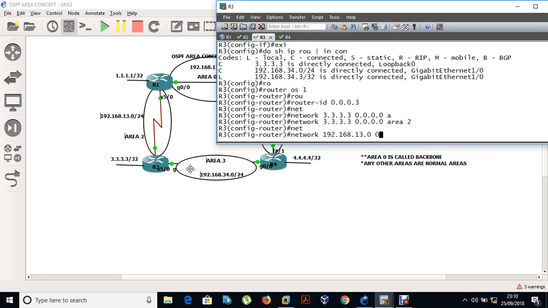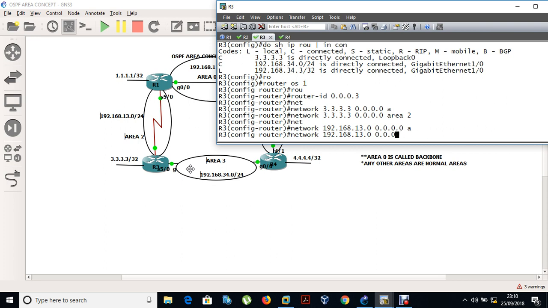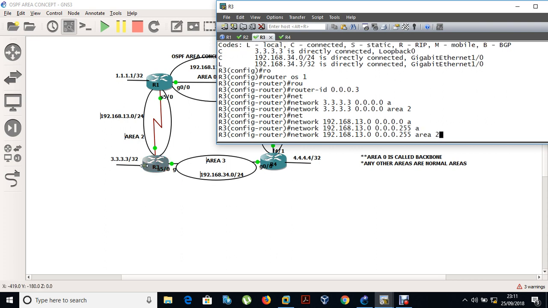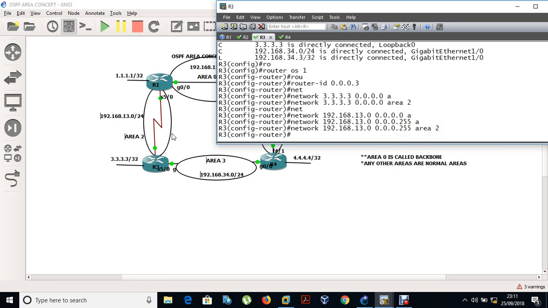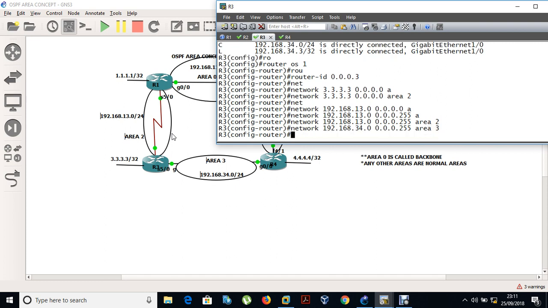192.168.13.0. Sorry, 255 area 2, because it's a member of area 2. And then let me get this guy area 3 is 34, so I put it area 3 as 34.